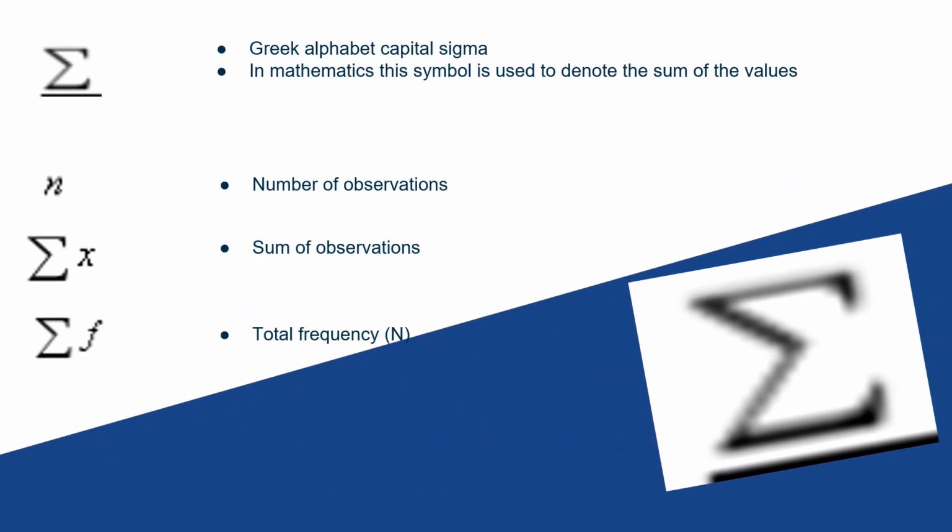Summation plays a very important role while calculating the arithmetic mean. This is a Greek alphabet, capital sigma. In mathematics, we make use of sigma to denote the sum of the values. N denotes the number of observations. Summation x denotes sum of all the observations. Summation f denotes the total frequency.